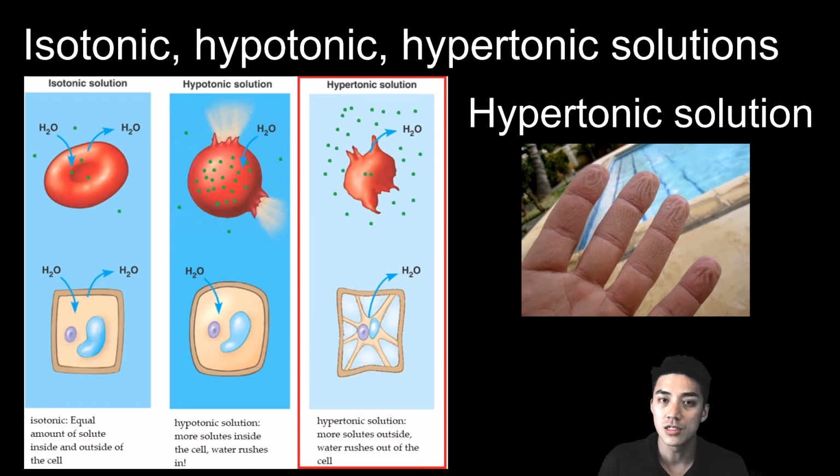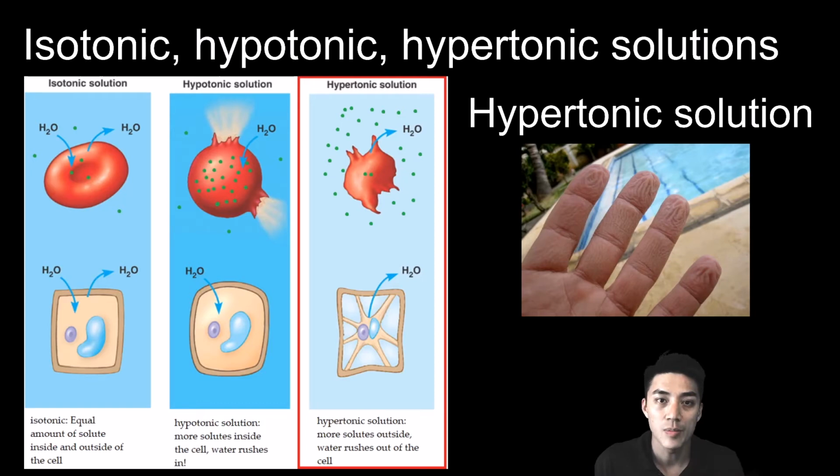Let's now turn our attention to the panel that's on the far right. The cell has now been placed in a hypertonic solution. Hyper means above or a lot, so that means this type of solution has a lot of solutes dissolved in it. So I represented this again with the green dots. You can see that the cell in the center barely has any solutes inside. Now compared to the surrounding outside environment, there's a lot of green dots or a lot of solutes that surround it.